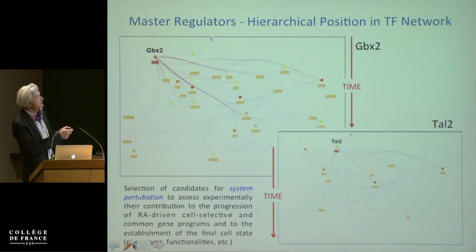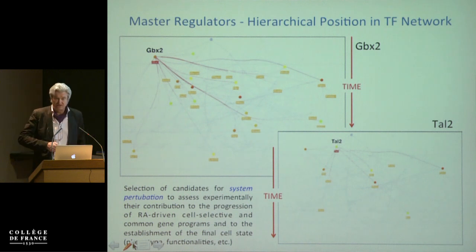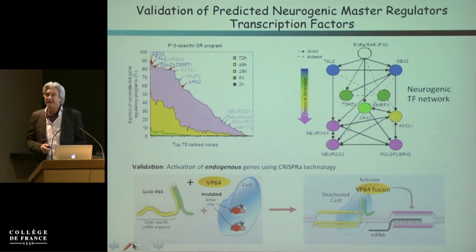GBX2, for example, is activated by a retinoic acid receptor, which is there. And then you see over time how it regulates other transcription factors, which then exert their job. So can we validate that?